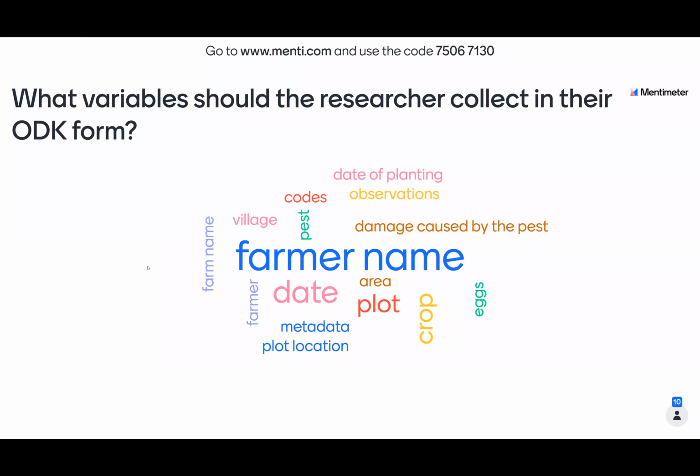Okay, we are still trying. It has given me another. I'll give you 1 more minute. So: planting date, observations, codes, village, pest. We have where, we have who, and a suggestion of the damage caused by the pest, plot location, area, plot, the crop, the eggs, the farmer. Okay, so this type of decision needs to be made as part of the research design.